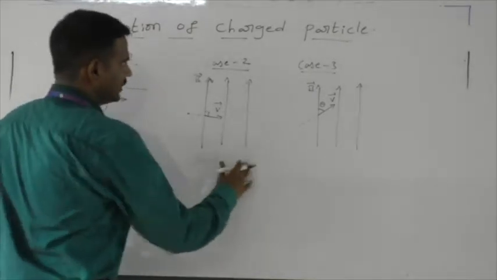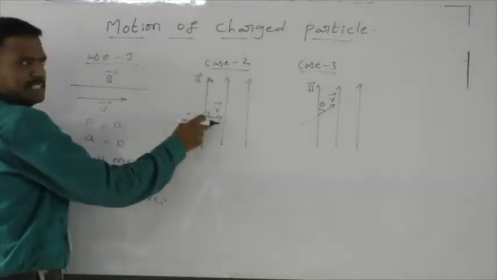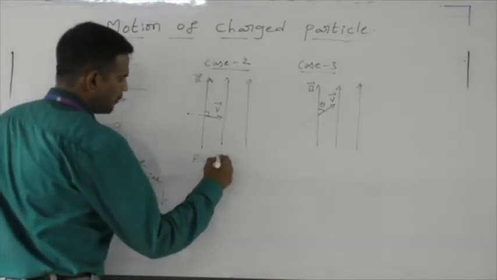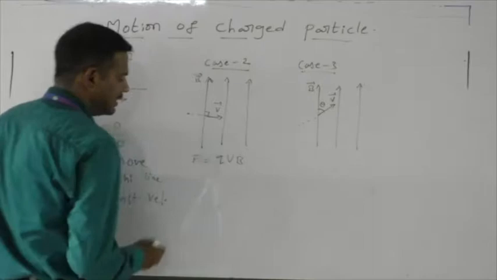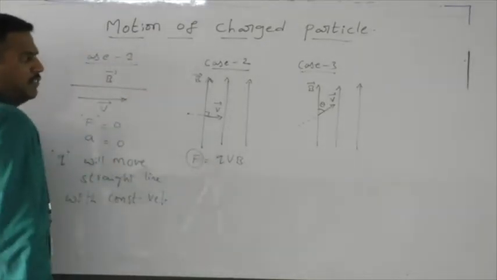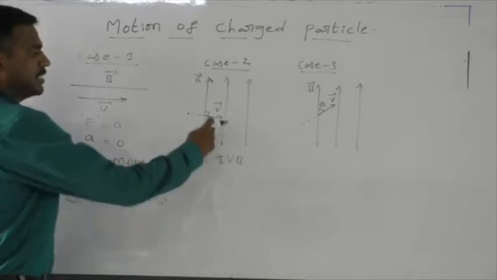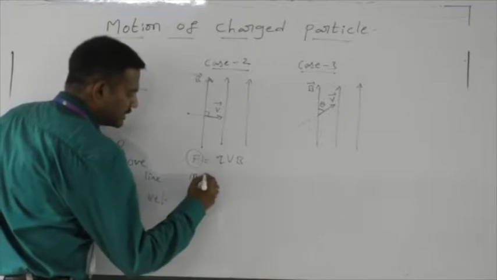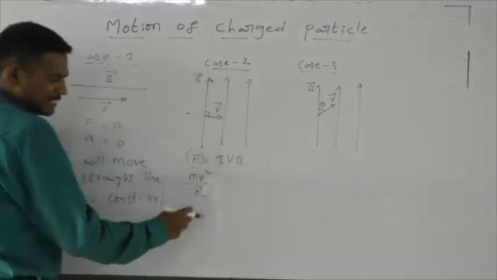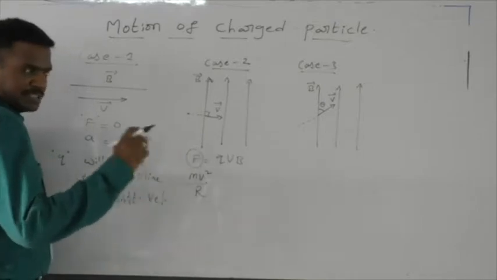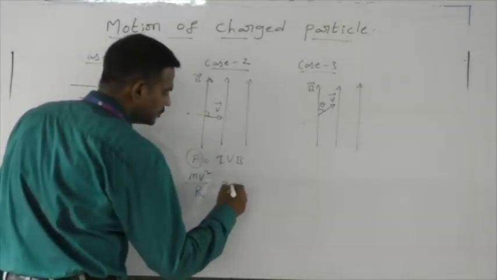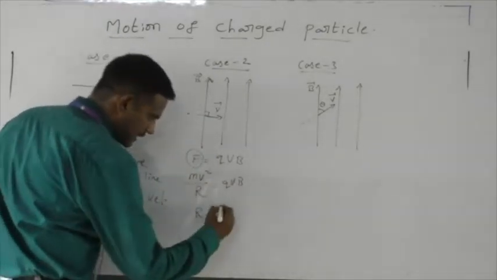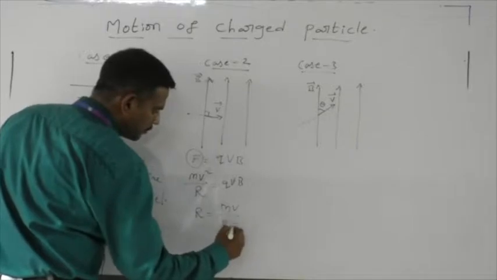Now let us consider case 2. What is case 2? The charged particle is entering perpendicular to the magnetic field. In this case, the force is going to be maximum, that is qvB, and this force will provide the necessary centripetal force for the charged particle to execute circular motion. Therefore, the centripetal force mv squared by r, where r is the radius of the circular path executed by the charged particle, equals qvB. Now v gets cancelled and I get the radius of the circular path as mv divided by qB.